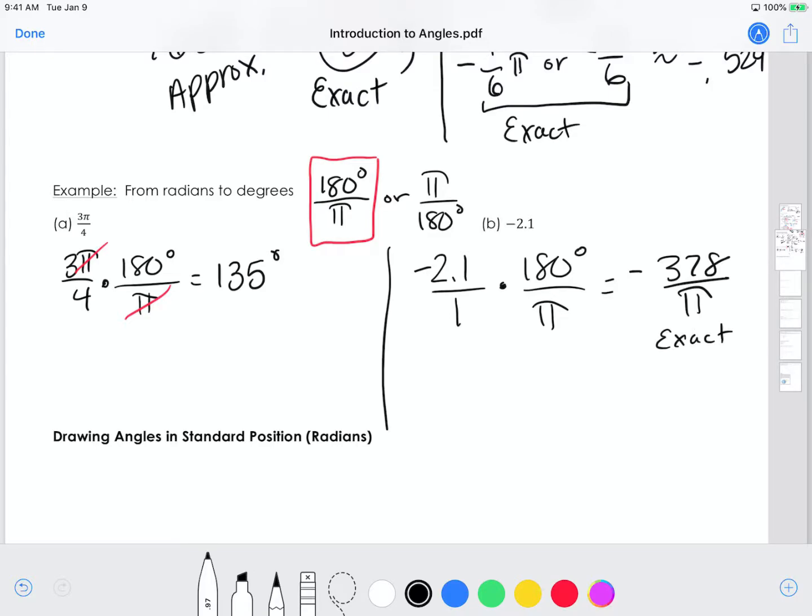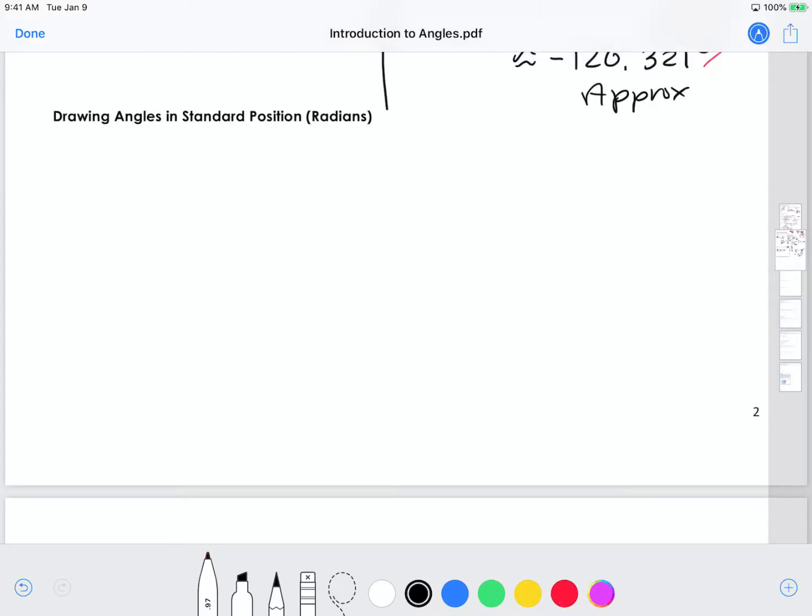If I want to get an approximate value, I would have to use my pi button on the calculator and take negative 378 and actually divide it on the calculator. So this would give me my answer as an approximate value of negative 120.321 degrees if I rounded to 3 decimal places. So I got to remember to put the little degree sign, and I got to do that up here too. I forgot to do it. And that way we can show by putting that degree symbol up there that it's in degrees versus radians.